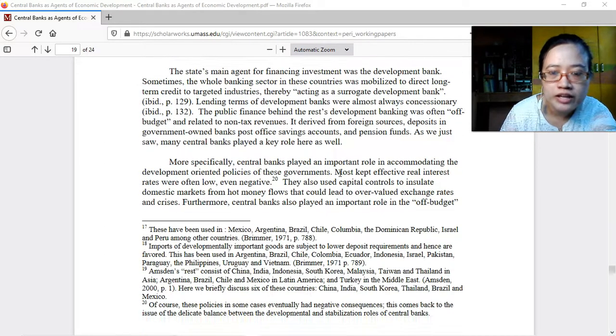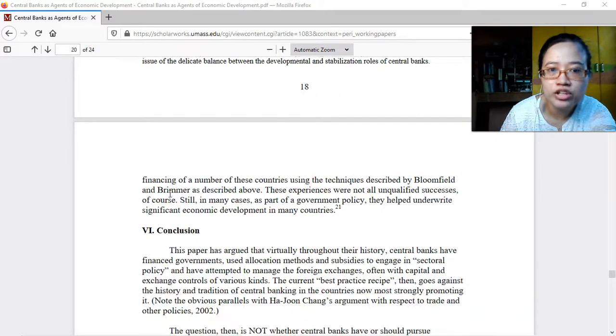Okay. Central banks played an important role in accommodating the development-oriented policies of the government. Most kept effective real interest rates, often low, negative. They also used capital controls to insulate domestic markets from hot money flows that could lead to overvalued exchange rates. Hot money is foreign investment. Furthermore, central banks also played an important role in the off-budget financing of a number of these countries using the techniques described by Bloomfield and Brimmer.